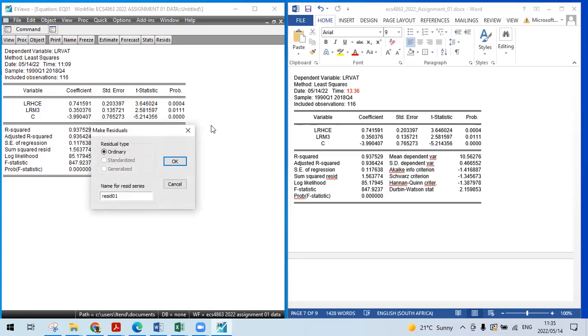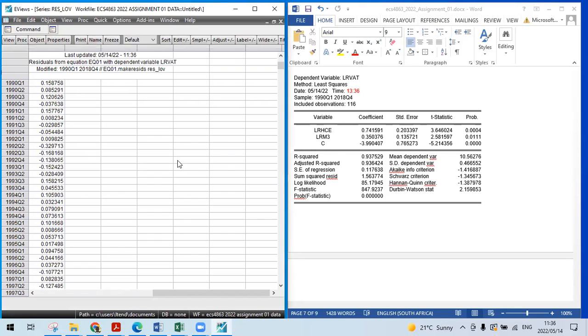Sorry, let me remove this. We want to make the residual series. Leave it on ordinary. But what about the name? Your lecturer said, right? Res underscore, because it's me, LOV. Then okay. We're done. Can you see that this is the residual series that we have made? It's always good to check what you are having. These are residuals from the equation, right? This was the dependent variable. These are the residual series, and the name of the residual series is Res LOV.